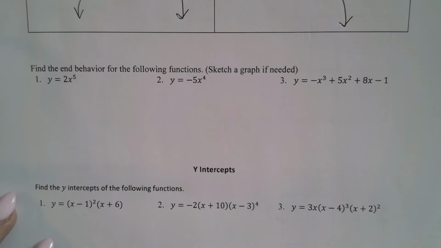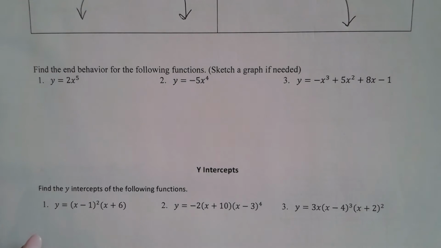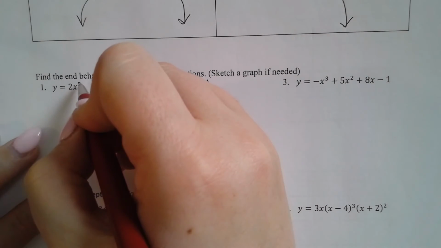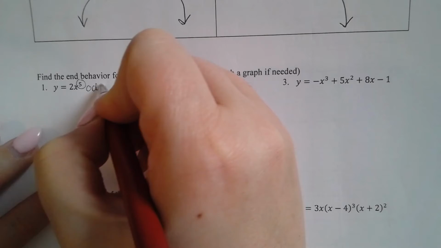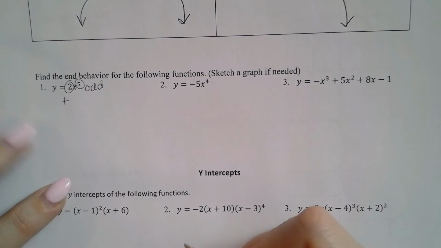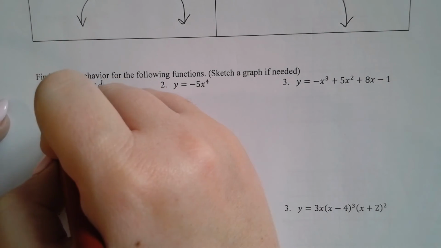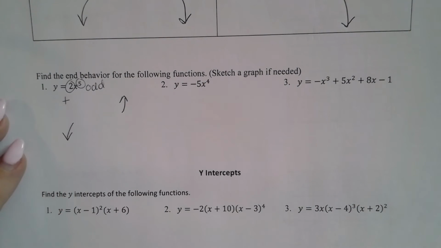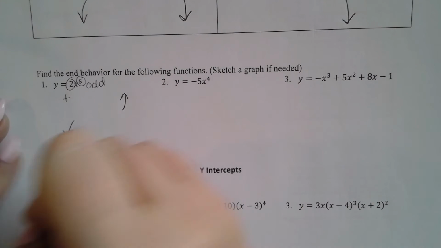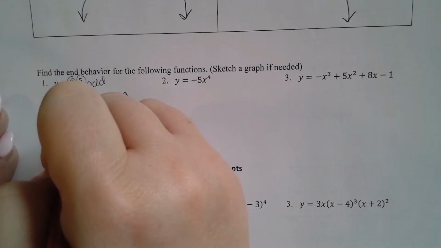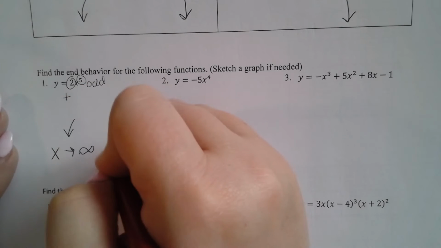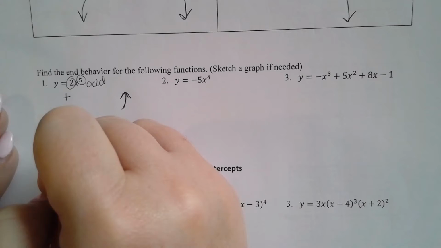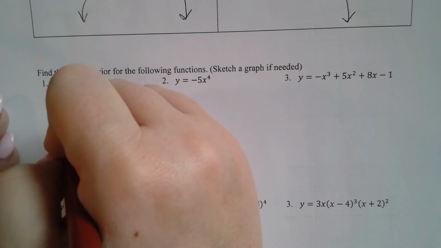So in number 1, it wants us to find the end behavior of the following functions. So we've got 2x to the 5th. So because this is odd and this is positive, our arrows are going to be going in opposite directions. And because it's positive, the right arrow is going to be up. So end behavior, as we wrote last year, as x goes to positive infinity, y goes to positive infinity. It's pointing up. As x goes to negative infinity, y is going down.